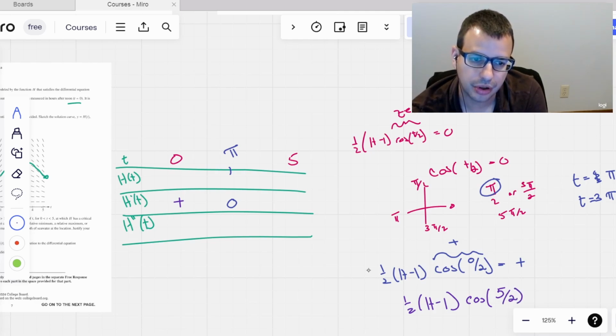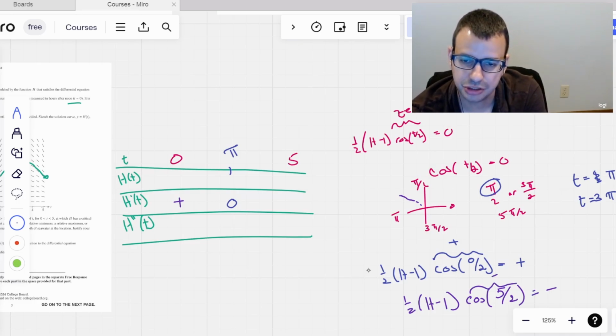1/2 of h minus 1 cosine of 5 over 2. So let's do 5 over 2. 5 over 2 on this graph is going to be right out here. That's going to give us a negative. So this is going to be negative.